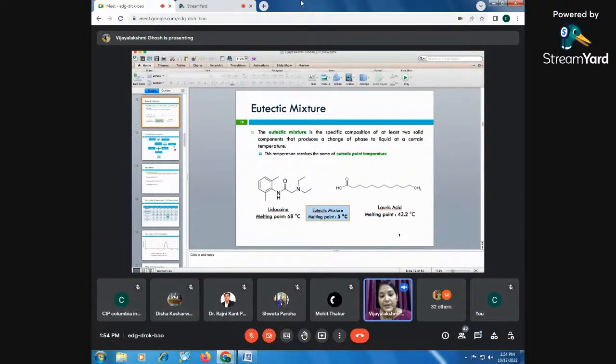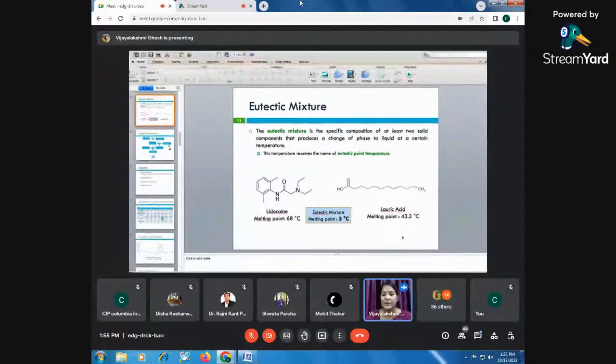So the first one is lidocaine, and the second one is the fatty acid, and we have taken lauric acid as the fatty acid. As you see, the melting point of lidocaine is 68 degrees and the melting point of lauric acid is 43.2 degrees. But when we mix these lipophilic solids, the melting point of the eutectic mixture was 5 degrees centigrade. So the mixture was liquid at 5 degrees centigrade. This is known as a eutectic mixture.